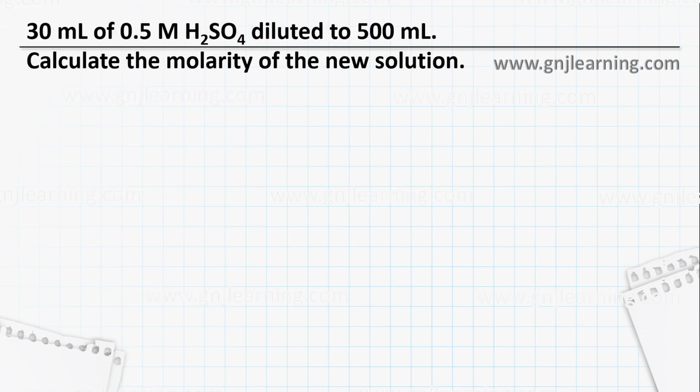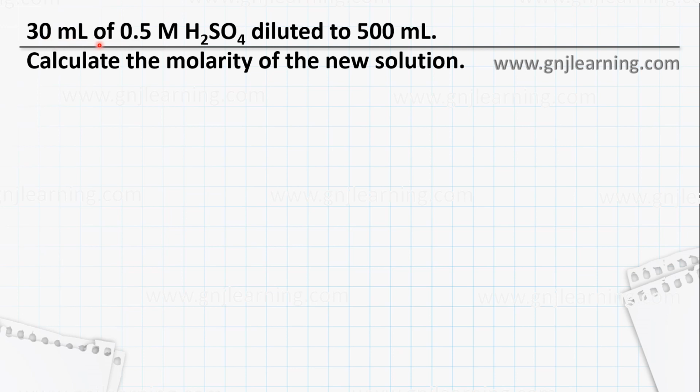So next we have 30 ml of 0.5 molar H2SO4. So 0.5 molar is the concentration of the H2SO4 solution, and the volume of the solution is 30 ml. It is diluted to 500 ml. So diluted means you are adding water. You will add water and make the solution volume 500 ml. So how much water do you have to add? You have to add 470 ml of water.